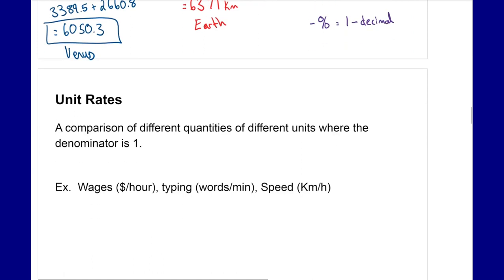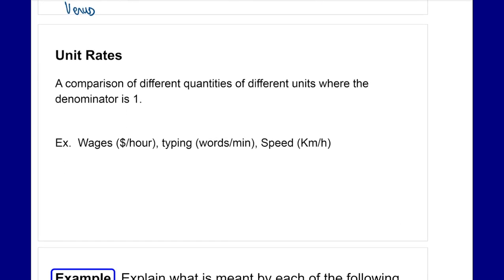So moving on for percents, we're going to look at unit rates. A unit rate is a comparison of different quantities of different units where the denominator is 1. This is a key thing here, where the denominator is 1, right? So it's always per 1 of something. If you want to write that down as well, per 1 of something.